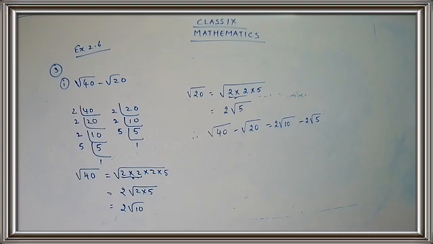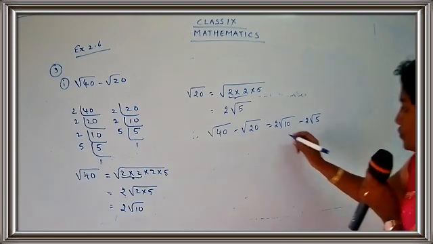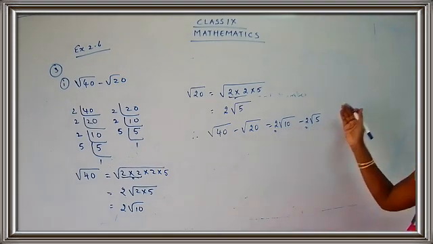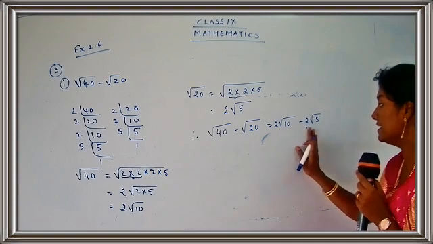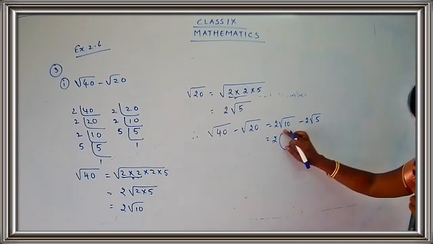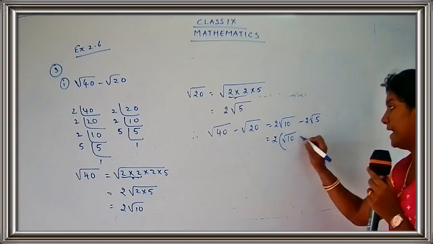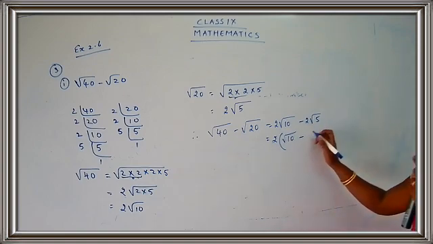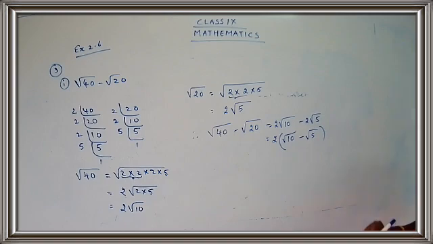Okay, now just see, children, what is common in both the things? What is common? 2 is common. So here also 2 is present. Here also 2 is present. So we are going to take 2 common. So what you will get here? I am going to take 2 common. So what is left here? Root 10 minus. What is left here? Root 5. Are you getting the step, children?